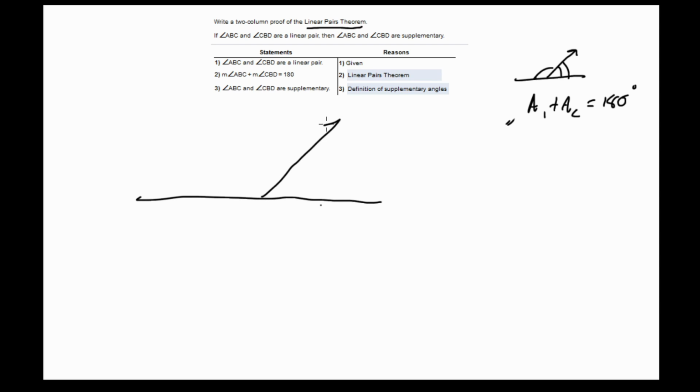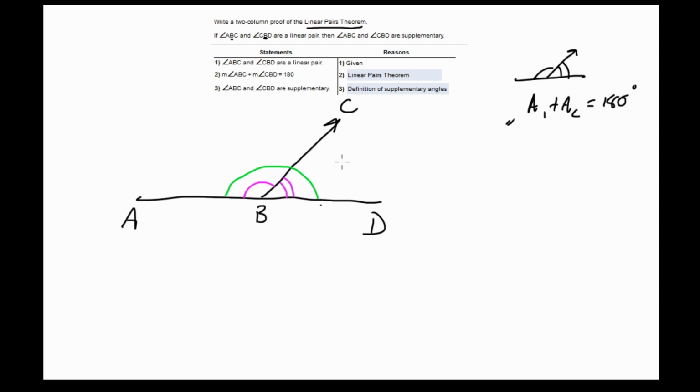So let's label this. I have ABC and I have CBD. Notice that B is the vertex on both of these. That's a really good start on making this proof happen. So now I can make this one A to B to C, and then from C to B to D, right? Just to set it up. Our linear pairs. Does this look like they're going to be linear pairs? Absolutely. I can take this one plus this one, and that'll give me the entire angle.